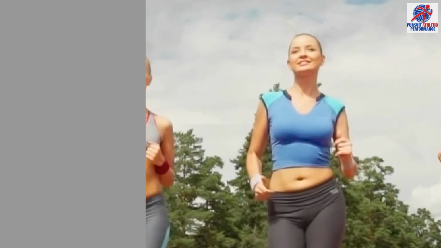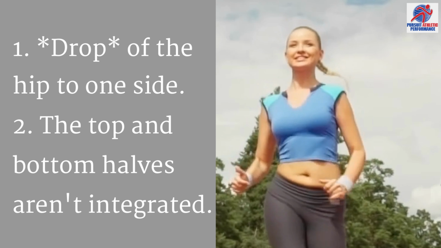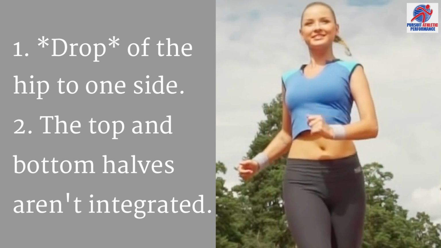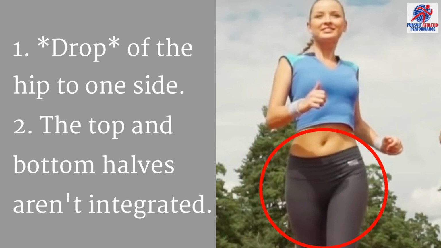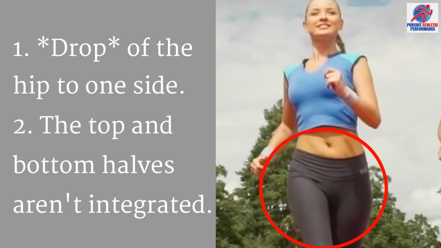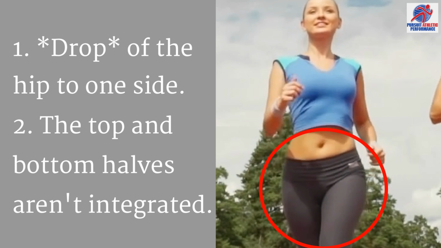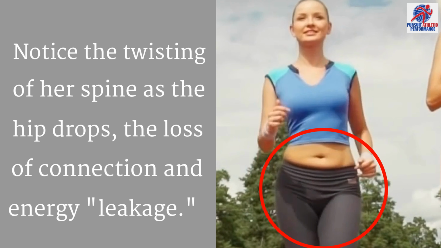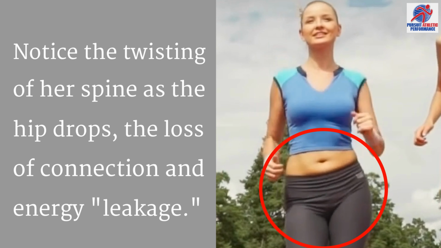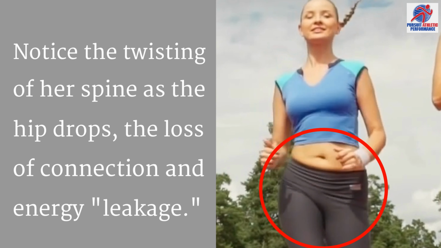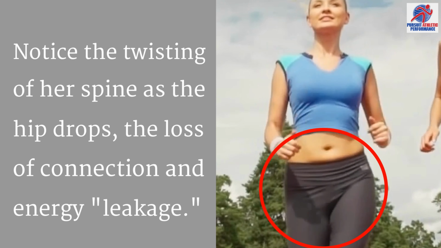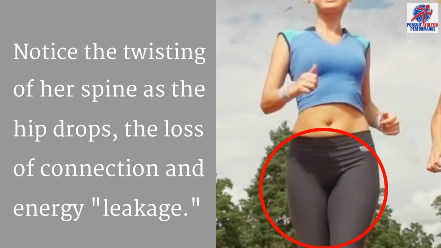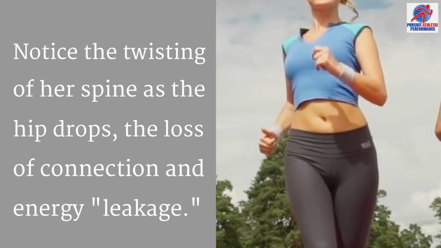I'm going to slow the video down and we're going to focus on the runner second from the right in the blue top. Zero in on her hips. Can you see the motion of her entire pelvic girdle as she lands on a single leg? She lands on the left and the right hip drops significantly. Similarly on the other side. Notice the twisting in her spine, the complete lack of integration of the top and bottom halves of her body. This is core and hip instability in a nutshell.